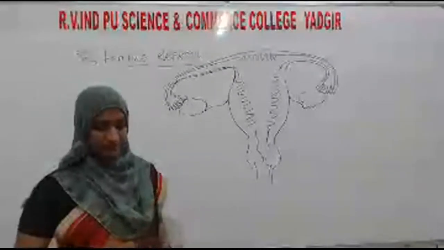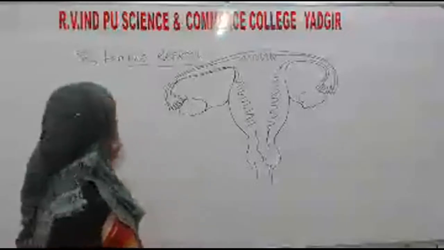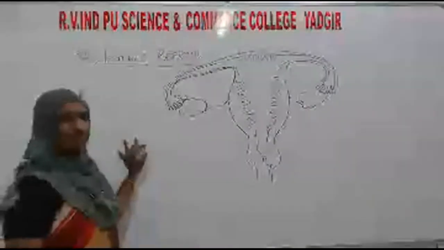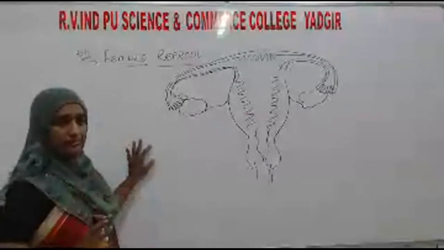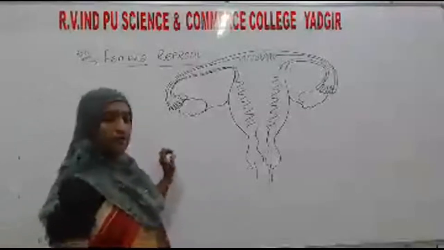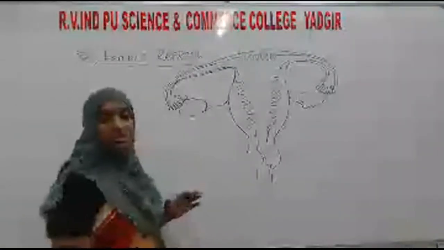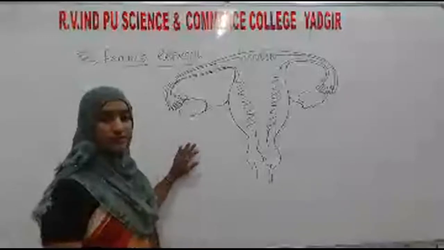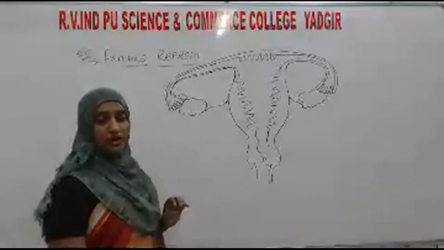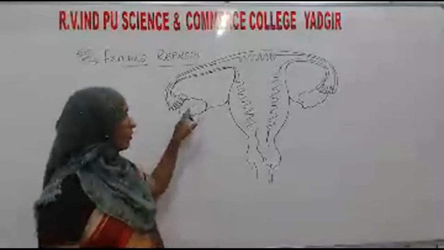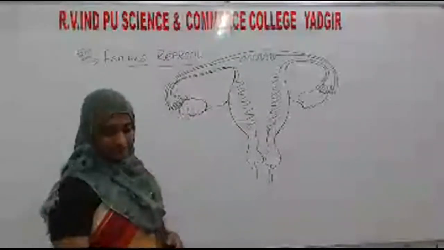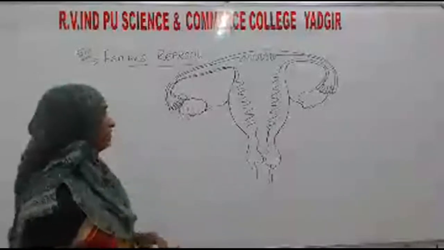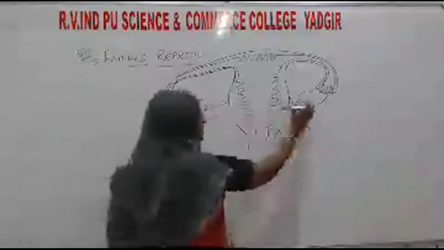Now listen here. This is a female reproductive system. This diagram will last for 5 minutes with the labelings. First of all, the ovaries are located in the lower abdominal region, and the ovaries are attached to the pelvic wall by what? By the ligaments.